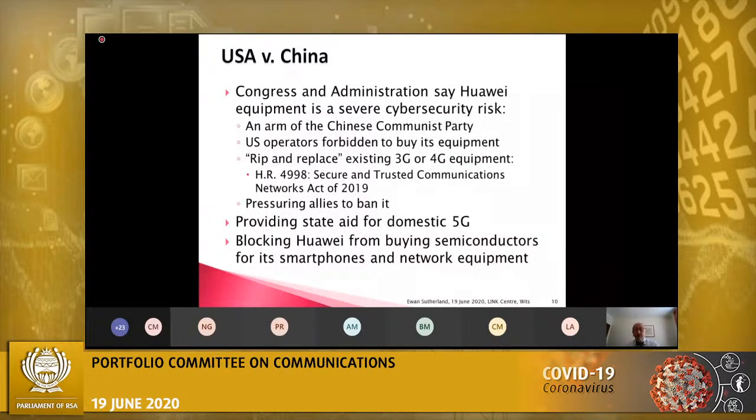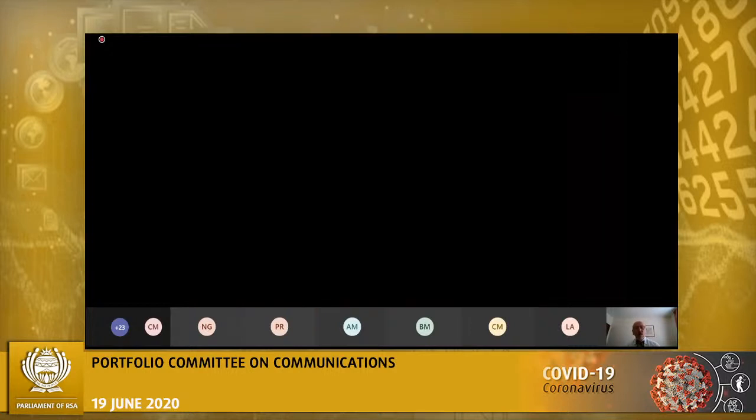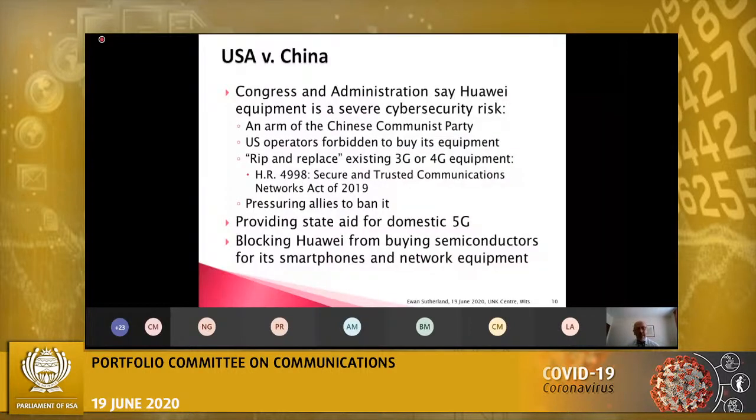US operators are presently forbidden to buy Huawei equipment because of the cybersecurity threats, and the rip and replace for existing 3G and 4G equipment was passed into law, although it says it's a 2019 act. It was only signed in the early part of this year by President Trump.